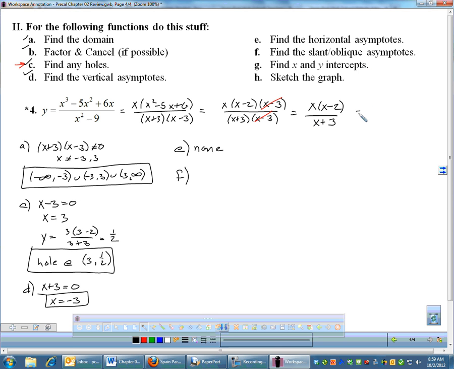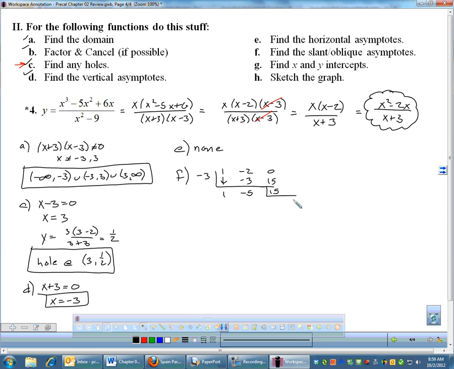Now to do my slant asymptote, I will distribute through the top. I have x squared minus 2x over x plus 3. And then I'm going to do synthetic division with that. It's x plus 3, so negative 3 into, excuse me, x squared minus 2x, which is 1x squared minus 2x. I have no constant, so there's plus a 0. Bring down the 1. 1 times negative 3. Negative 2 minus 3 is negative 5. Negative 3 times negative 5 is 15.